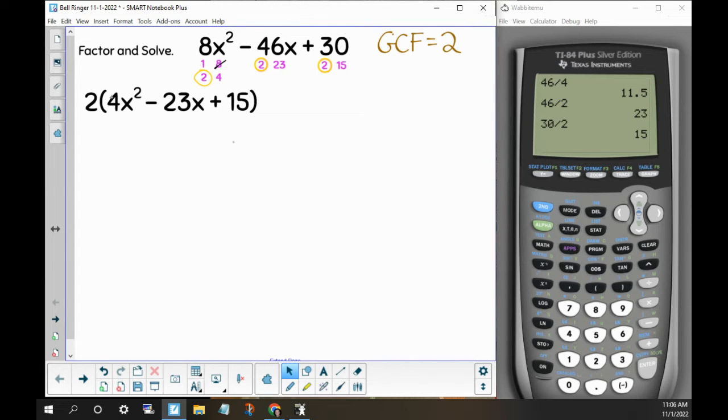All right, next we need to label our A, B, and C. What's our A? Remember, think only inside the parentheses. 4. What's our B? Negative 23. All right, what's our C? 15. C is 15.